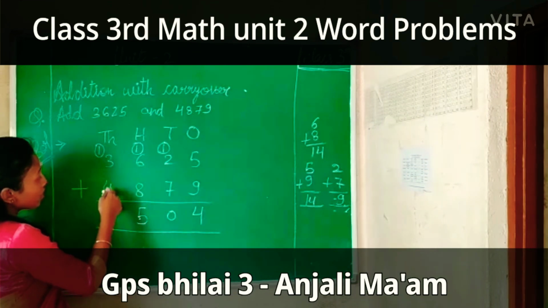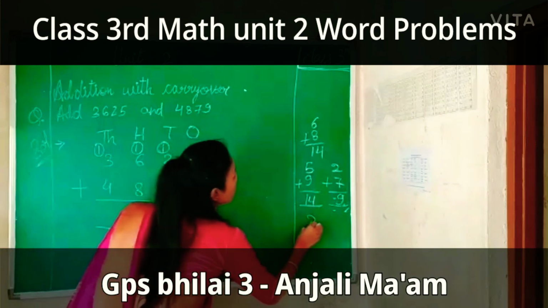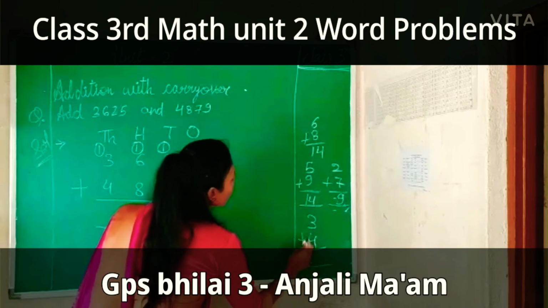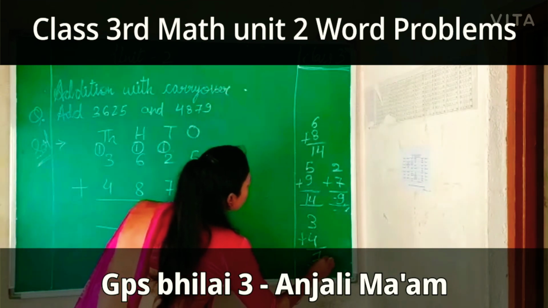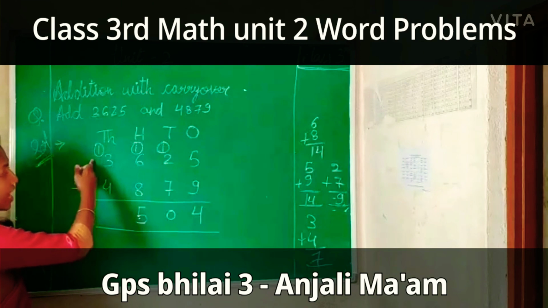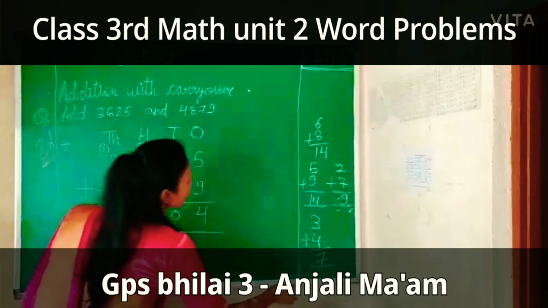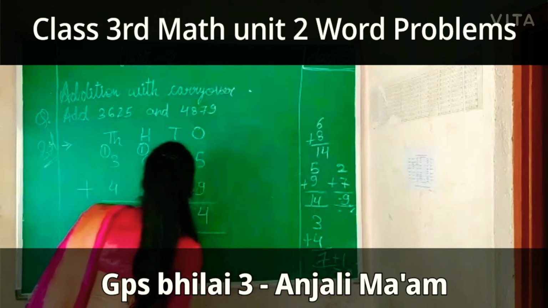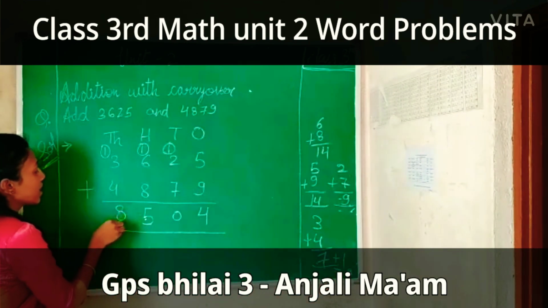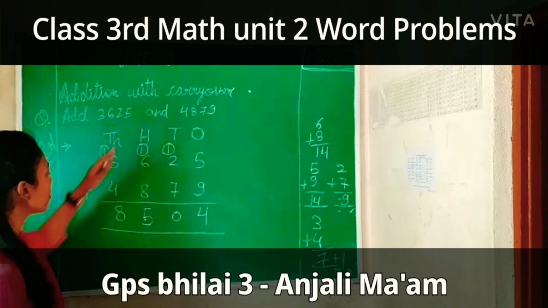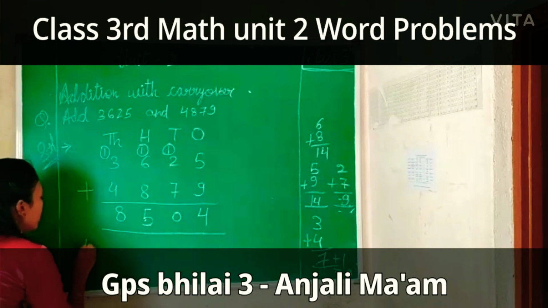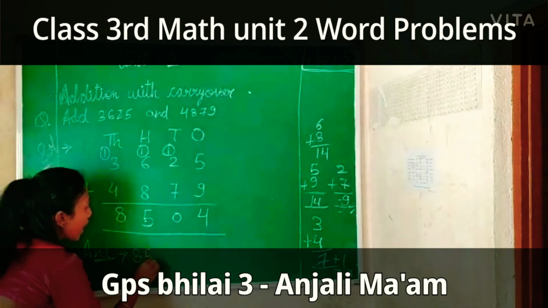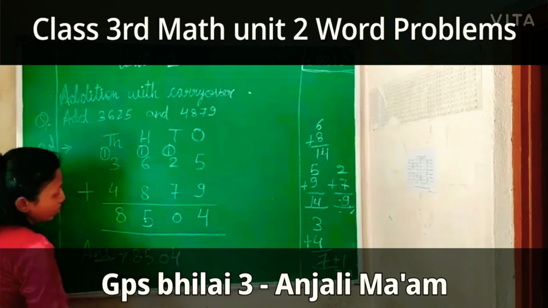Now we will add these two numbers as 3 plus 4. How much will 3 plus 4 become? 7. And the carry is 1, so we will add this number. So 7 plus 1 becomes 8. So here we get the answer as 8. So adding these two numbers with carryover, our answer is 8504.